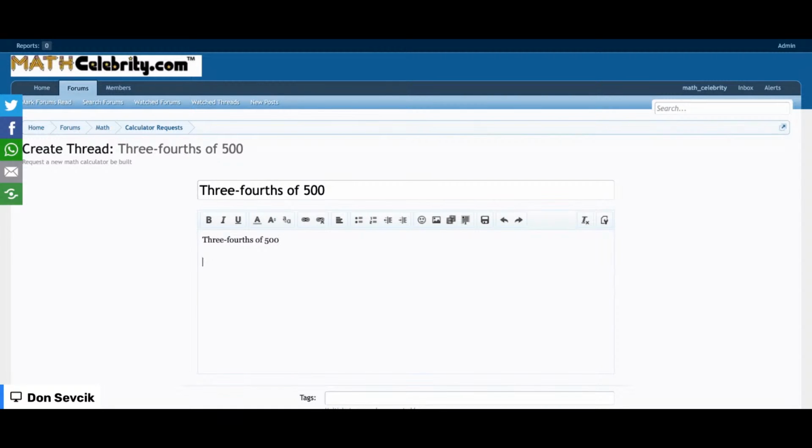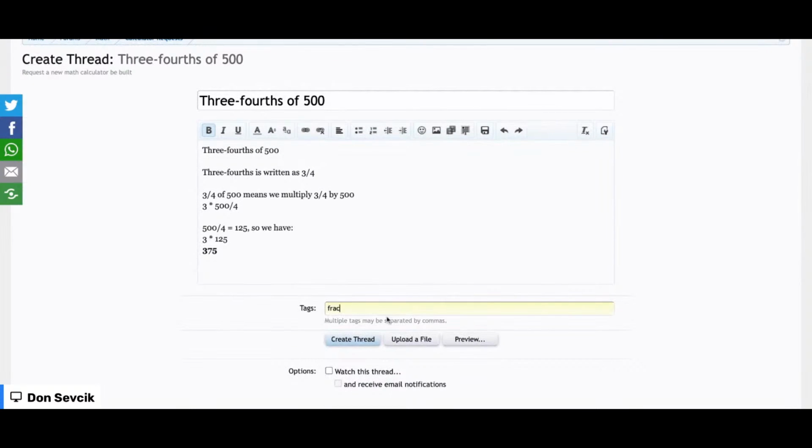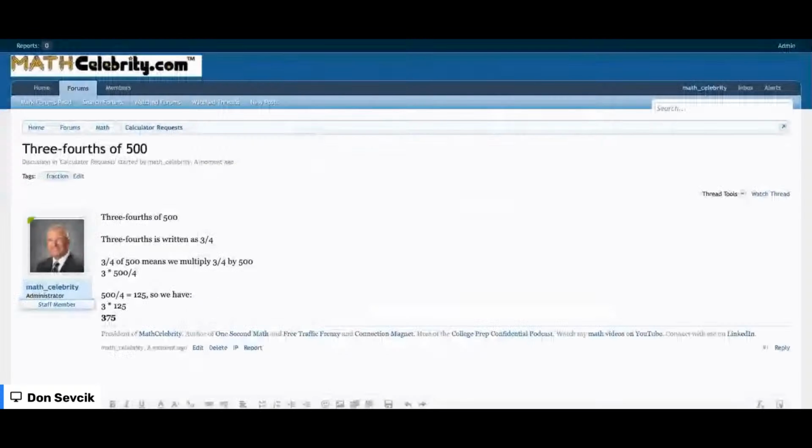So the student writes 3/4 of 500. 3/4 is written as 3/4. 3/4 of 500 means we multiply 3/4 by 500. So that is really just 3 times 500 divided by 4. Well, 500 divided by 4 is 125. So we have 3 times 125, which is 375. And that is your answer. Moving on.